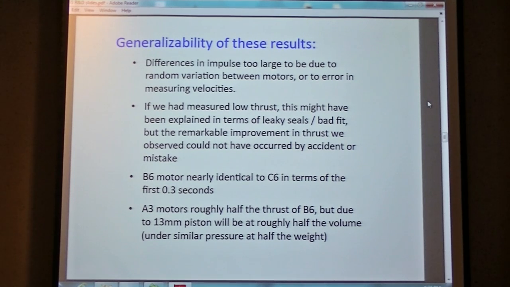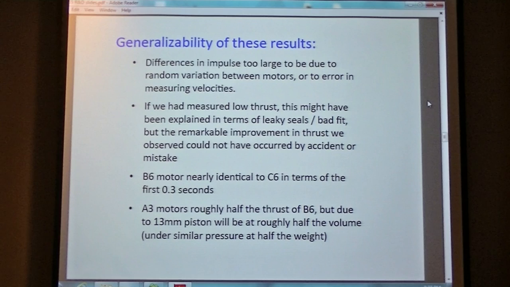A couple other points I want to make that I think are interesting. First point is that the B6 motor, the Estes B6, is nearly identical to the C6 in terms of the first 0.3 of a second of the motor burn. So we expect these results would apply to the B6 motor as well. And then the other point that I'll make is that the A3 motor is roughly half the thrust during those 0.3 seconds as the B6 motor. And since the A3 motor would fire in a piston that is narrower and has roughly half the volume, we would expect under similar pressure and half the weight for an A3. So the A3 will behave similarly at half the weight.